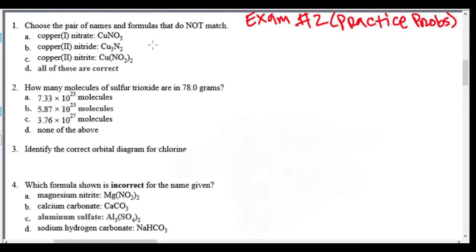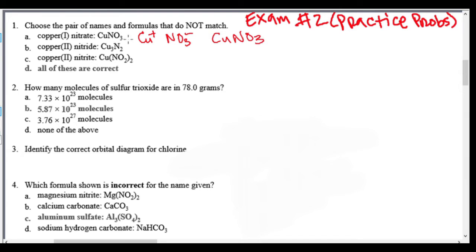So choose a pair of names and formulas that do not match. If you're not sure whether it all looks right, I'm going to break down every single answer that can be broken down and explain why it is or is not right. Starting with number 1A, copper 1 nitrate. Copper 1 tells us that it's Cu plus, and from knowing the polyatomics, we know that nitrate is NO3 minus. When we do the swap, it would just be CuNO3, and that checks out.